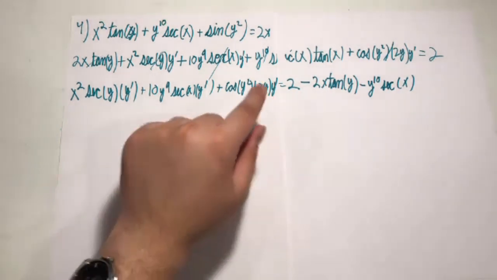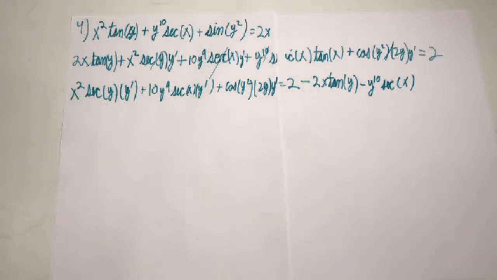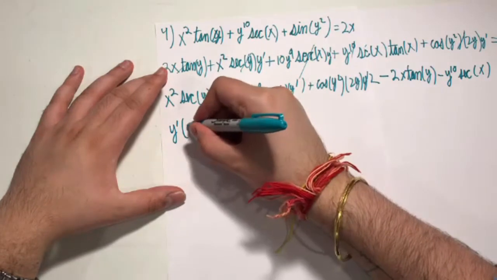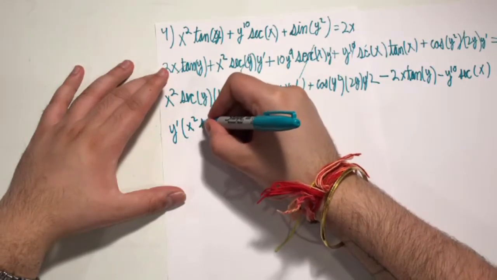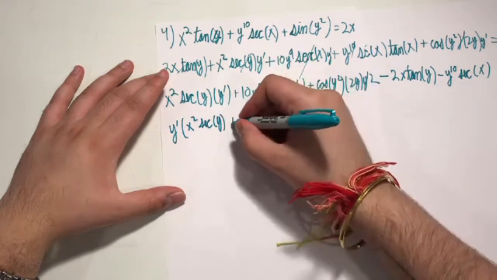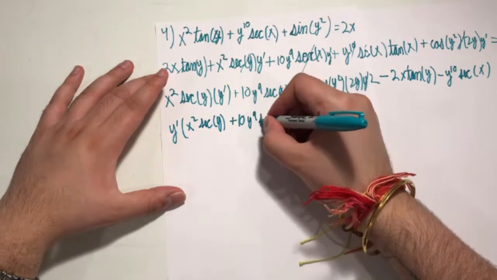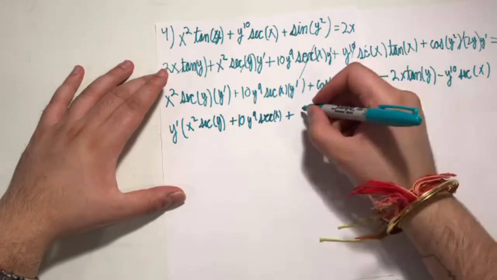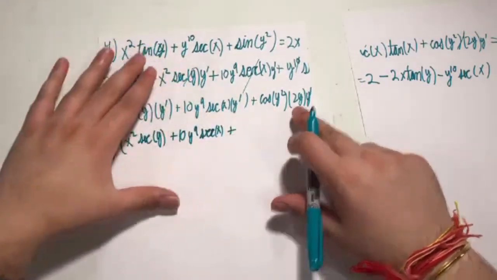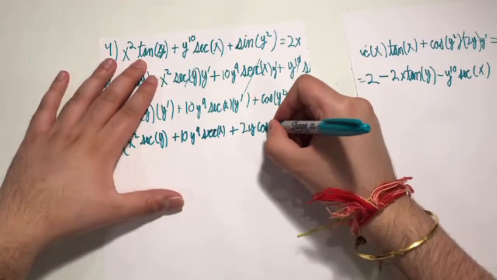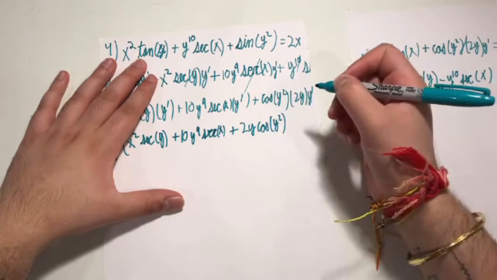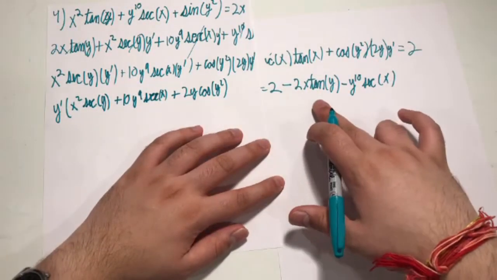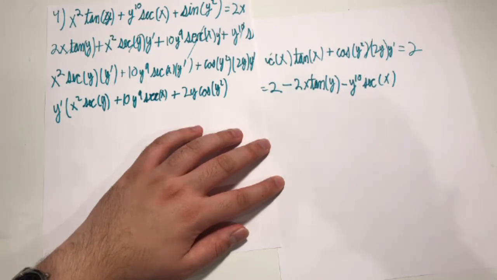So what you're going to do here, we have 3 terms. Each of them has a y prime in it. Factor out the y prime. And what you end up with is y prime times x squared secant y plus 10y to the 9th secant x plus cosine y to the 2nd. And you know what? I'm going to multiply this out, so it's going to be 2y cosine y to the 2nd. And that's equal to, and I'll just move that down because this side doesn't change at all, 2 minus 2x tangent y minus y to the 10th secant x.